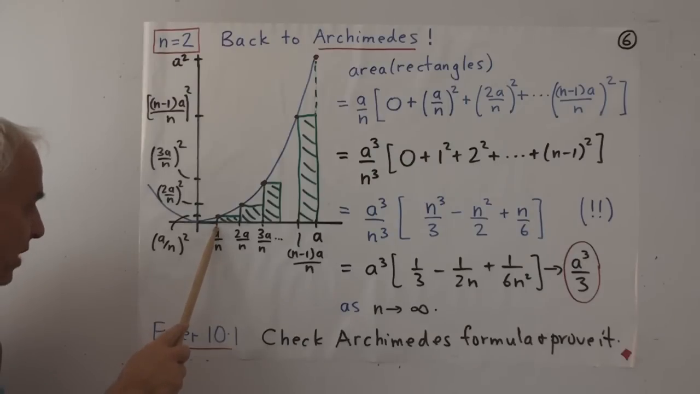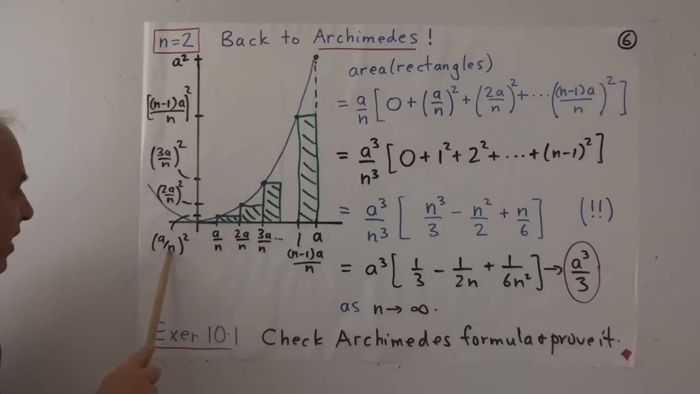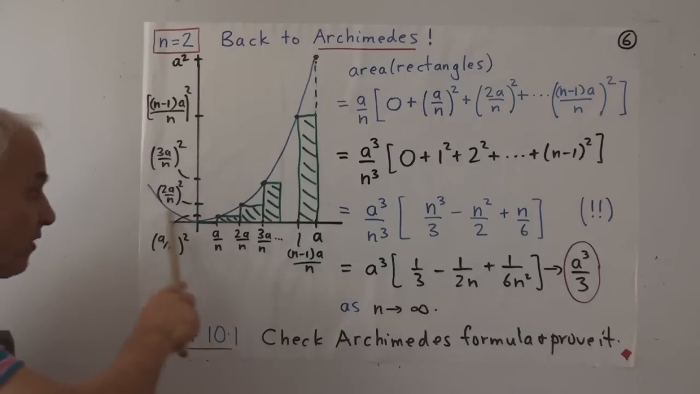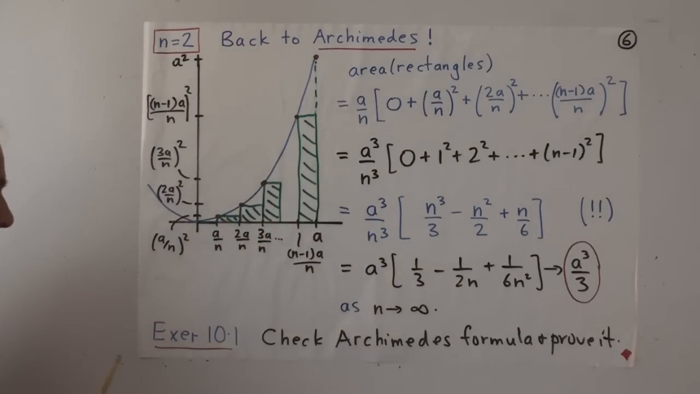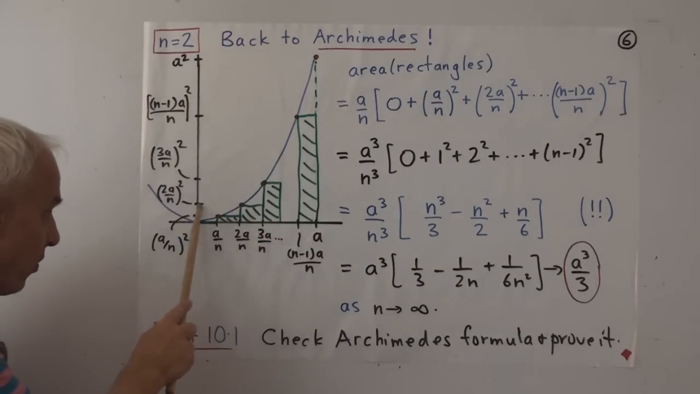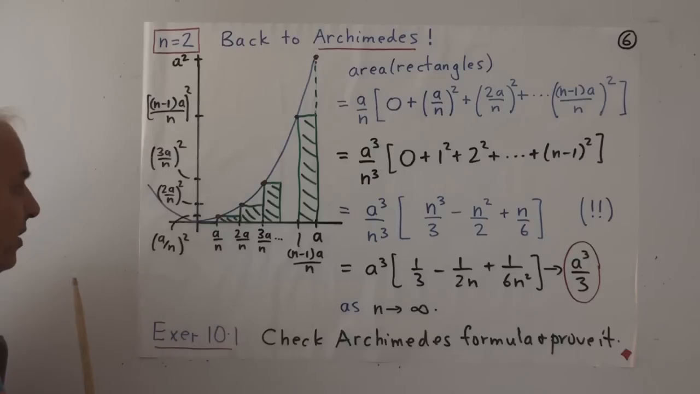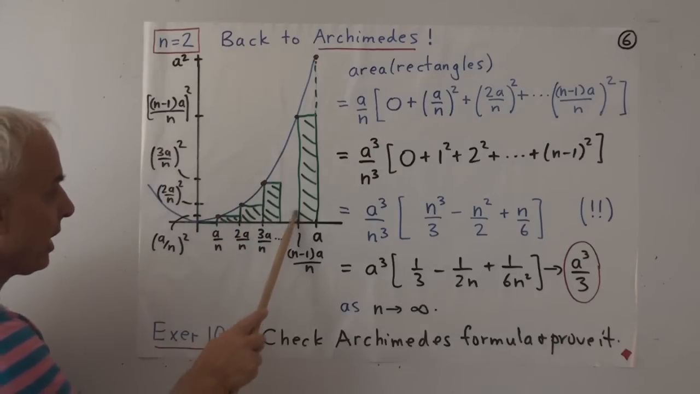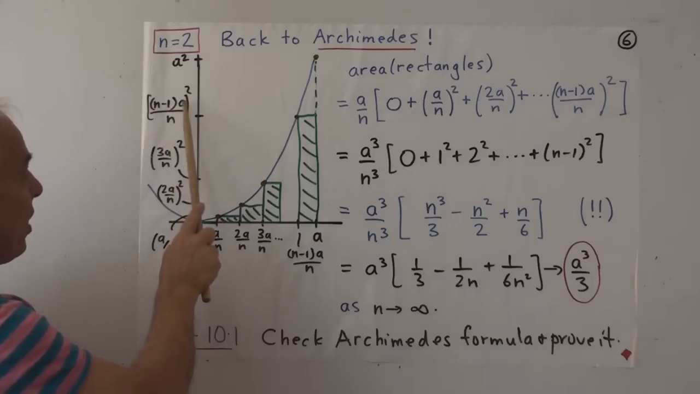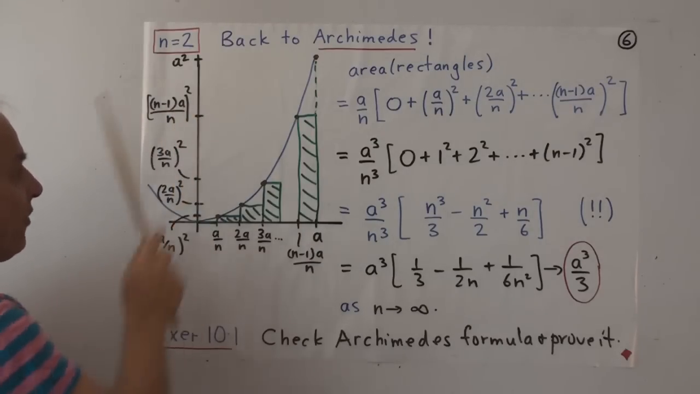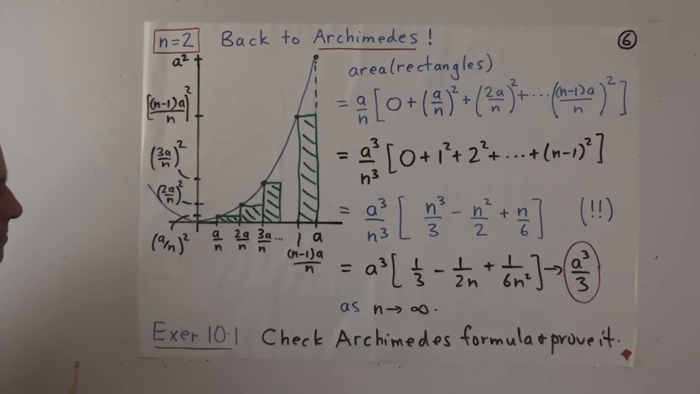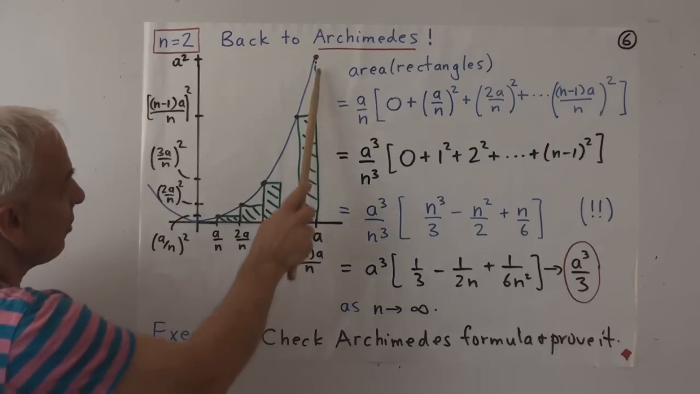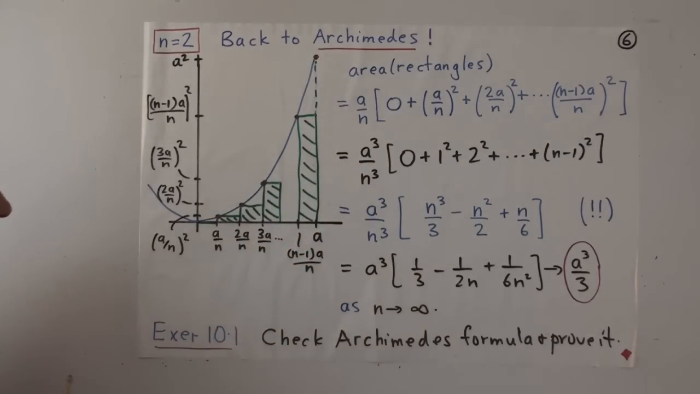So for example, at a over n, we're going to go up how far? Well, just the y-coordinate associated to a over n, and so that's a over n squared, because the curve is y equals x squared. So here the y-coordinate will be 2a over n squared, and here it will be 3a over n squared, and here it will be n minus 1 a over n all squared. The right point all the way up to a squared.